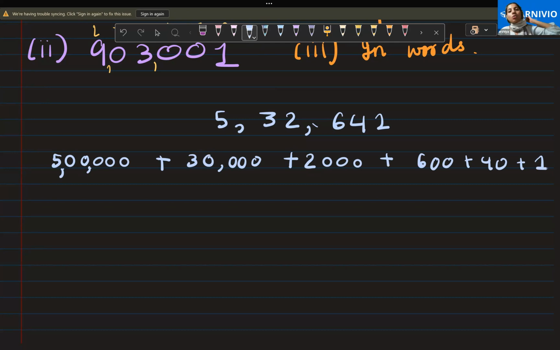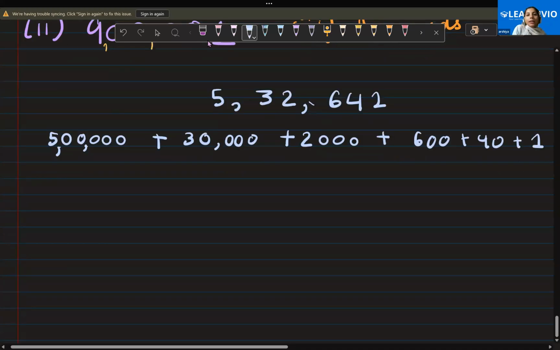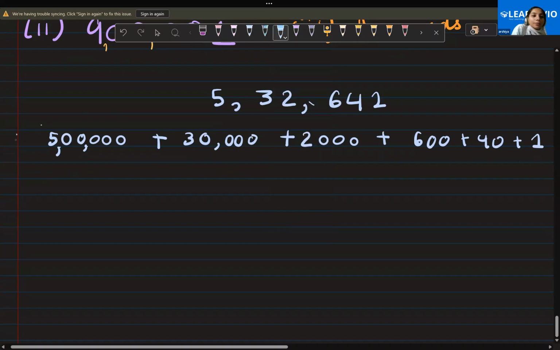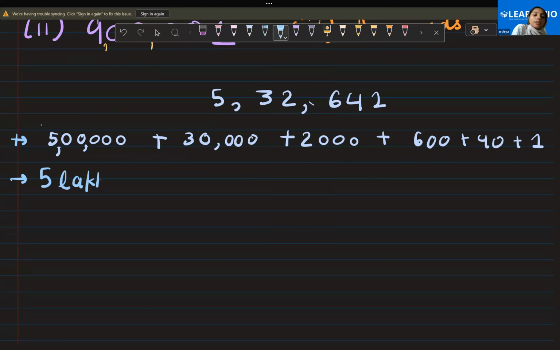Can you check it? Is your answer the same? Did you write this only? Yes. All right. Now this is one way. Another way of writing this is, instead of the zeros, I'm going to write the place value only. So what is the place value of 5? 5 lakhs. Okay. So instead of the zeros, I'll write 5 lakh.